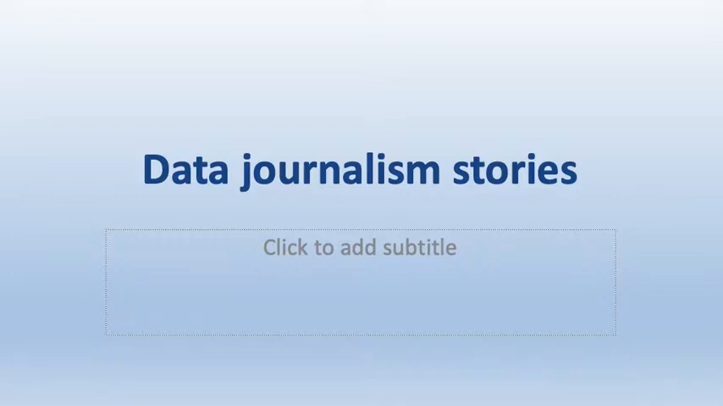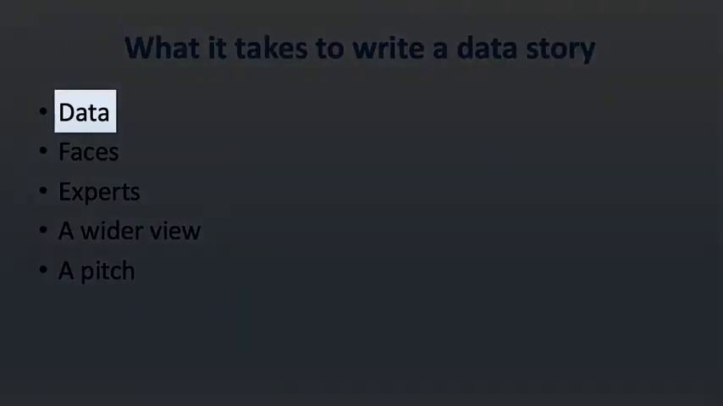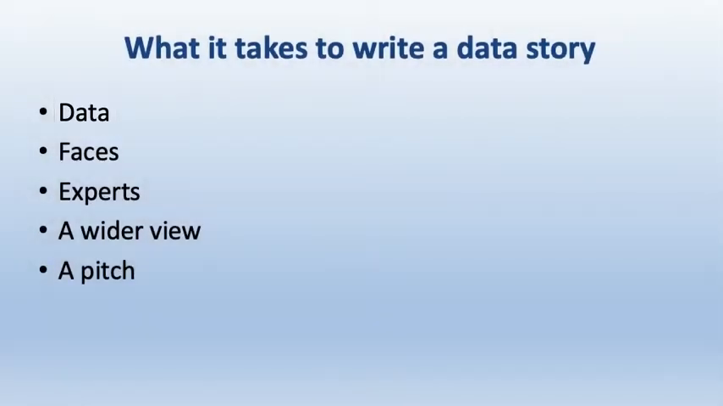Okay, for the first class, we talked about some of the course objectives and why data journalism is important. What we're going to do today is go over how to use data in your stories. There are a number of different aspects to writing a database story, or a story based on data. And here they are. It's data, and this is going to be the backbone of our reporting.